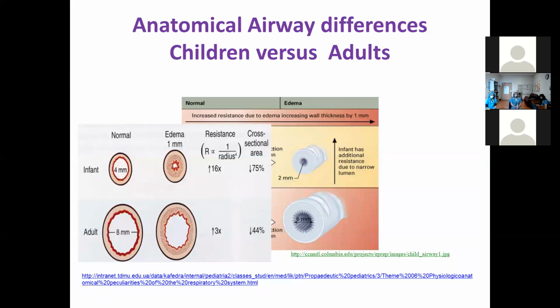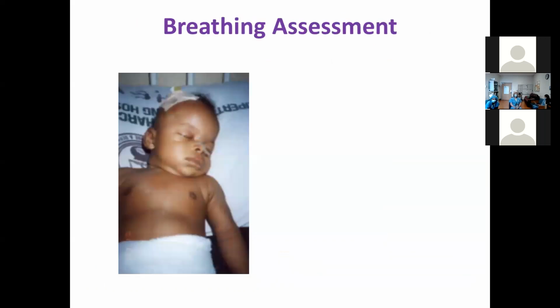So the next slide gives you a bit more appreciation of what's happening if there is edema around the narrowest portion of the airway. As you could see, in the infant, if there is edema, the area decreases by 75%, versus if there is edema in the adult population, it decreases only 44%. Any questions so far? Okay, moving on.